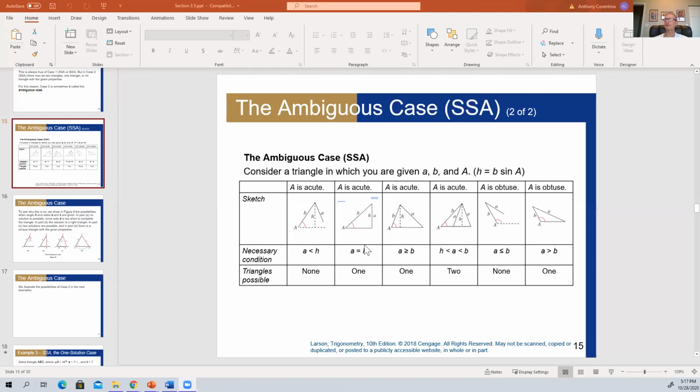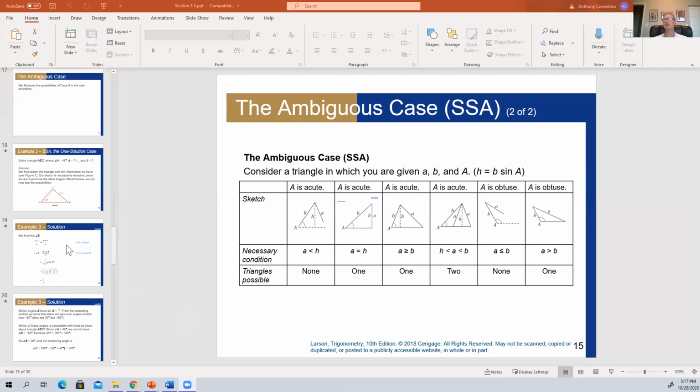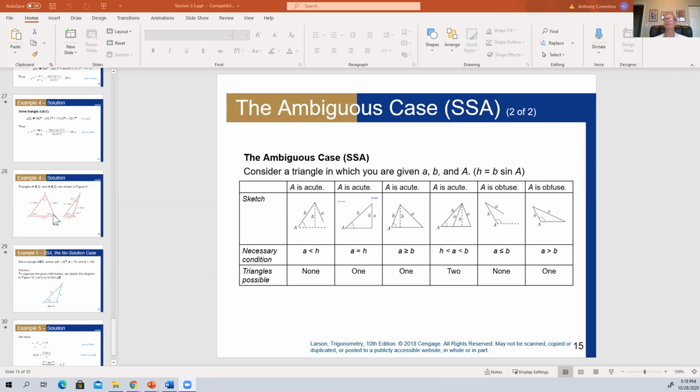Let me just review that again real quick here up on the slide. Here's angle A, which is in the lower left-hand corner, and the opposite side is side A. Now, when side A is less than side B, there are a couple of possibilities. One of them, there could be no solution. And the other, which is called the ambiguous case, is there are two solutions. Let me show you the solution and then we'll work through the problem.